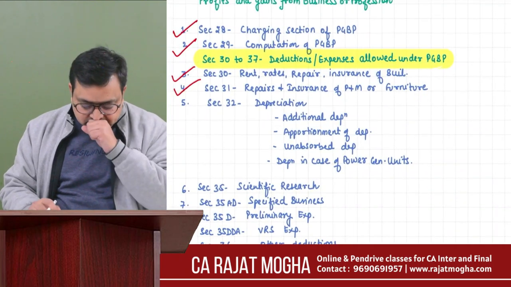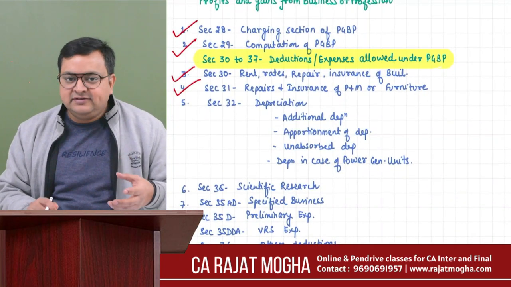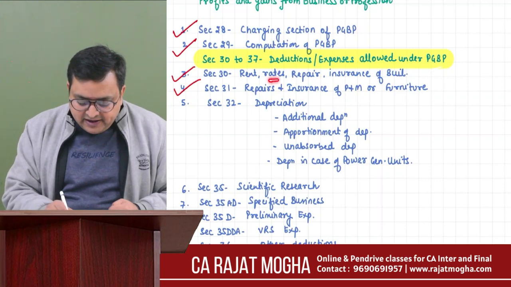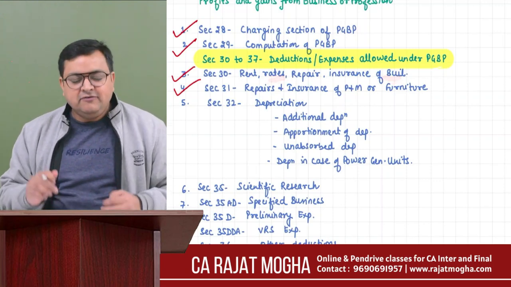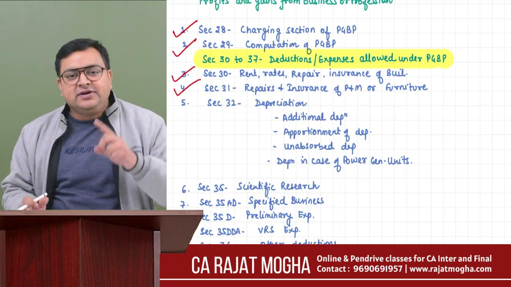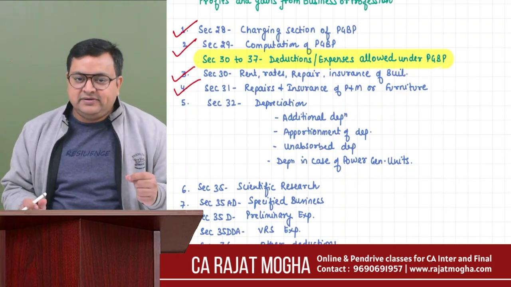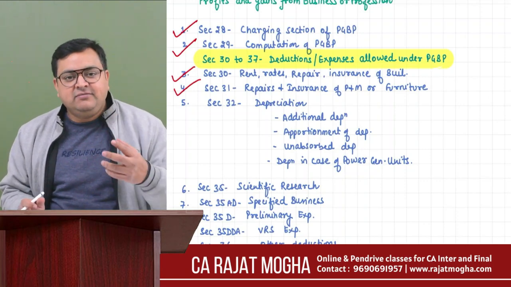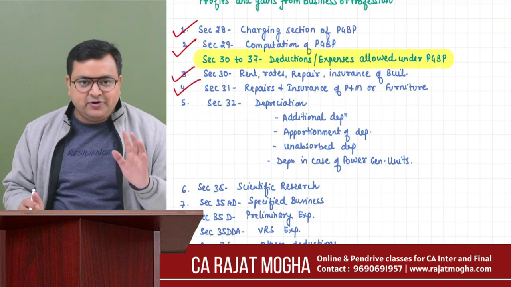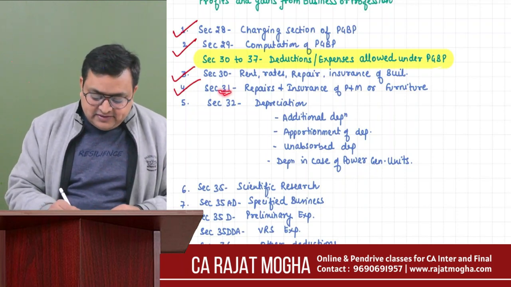So let's say the assessee is following the mercantile system and there are certain taxes related to that building, rates and taxes, which are not yet paid. Although it was due, it was not yet paid. So Section 43B will disallow that expense, right? Section 43B says that certain expenses are allowed only on actual payment. You remember 43B also.